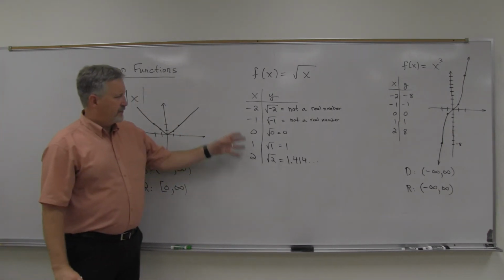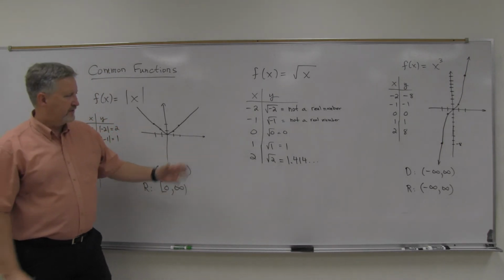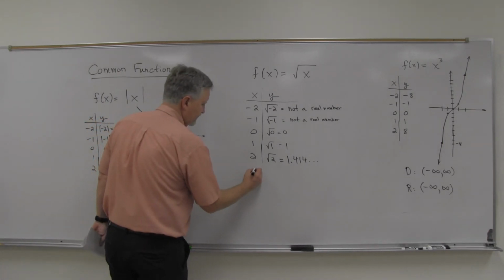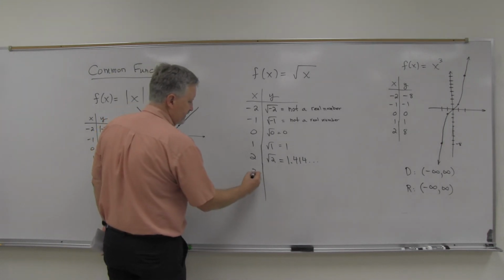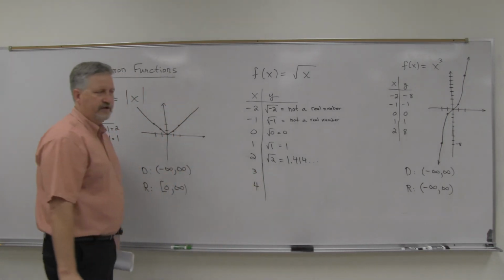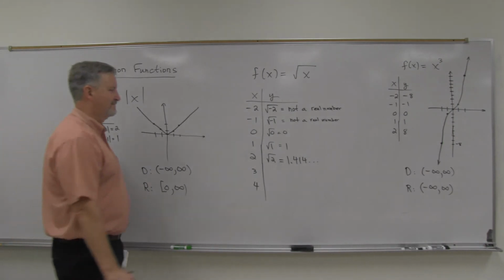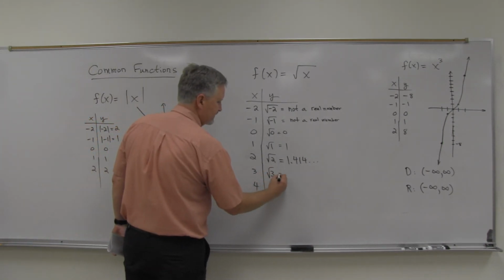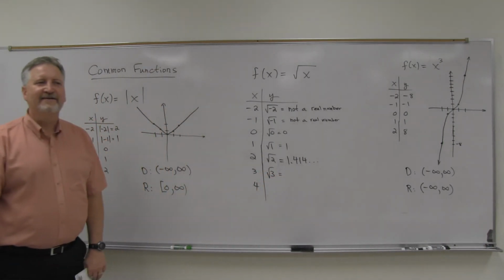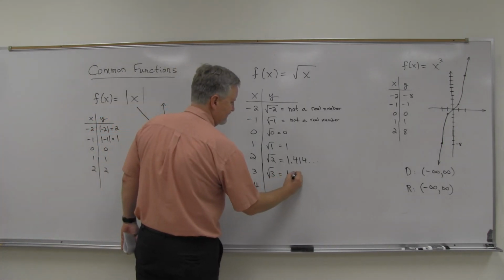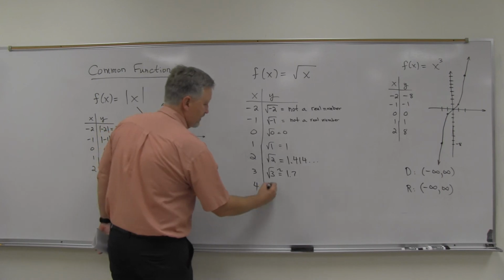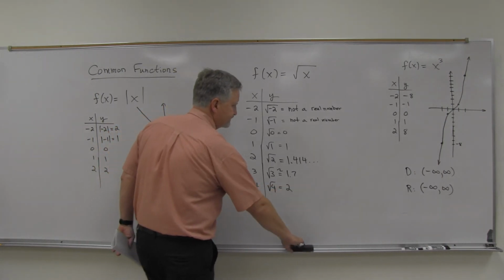I think on these I want you to have at least 5 points, so we need a couple more. You can just keep going. We can do nice ones. 4 and 9 would be nice ones, but you can do 3 and 4 just as well. Square root of 3, it's not a nice number, but it's a number, 1.7 approximately. And then square root of 4, back to nice numbers, that's 2.